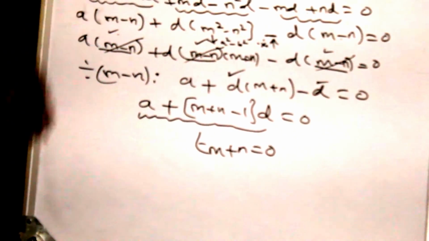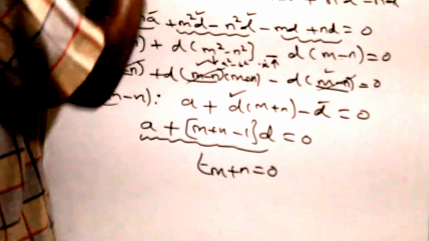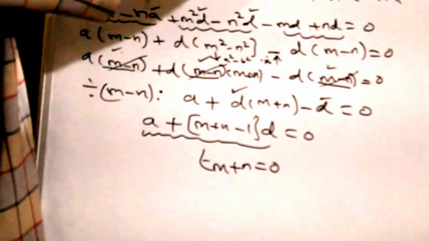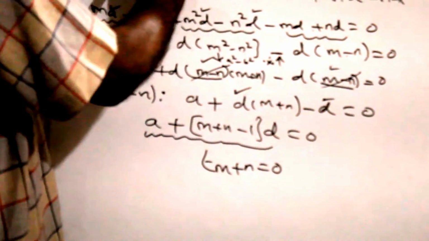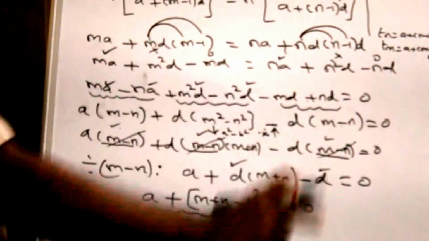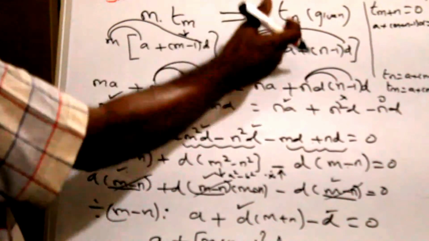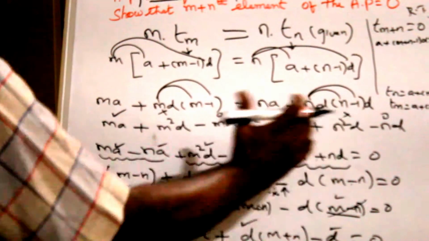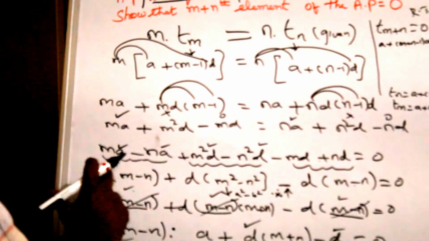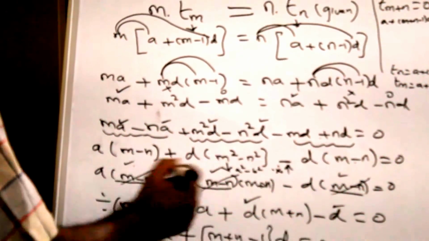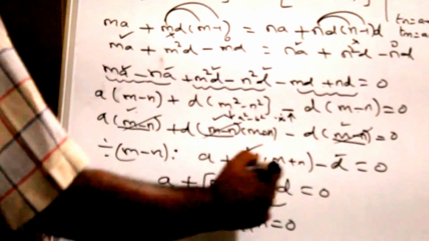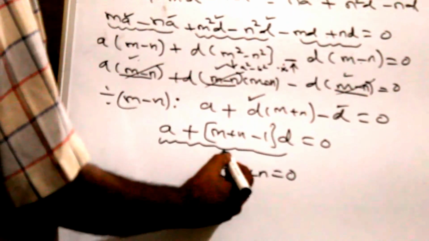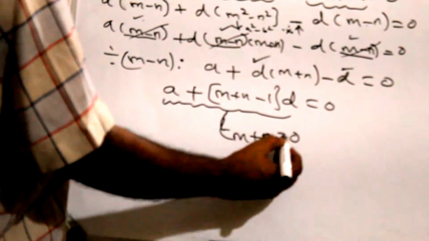So it's a very easy sum. I repeat it fast. M times the mth element means m dot Tm, n times the nth element is n dot Tn. You just put Tm as a plus m minus 1 into d, and we know already Tn is a plus n minus 1 into d. Just expand. Group the terms. Grouping is very important. Take a common and d common and cancel the common element. And again you take d common, you get the (m plus n)th term, T m plus n equal to 0. Hence proved. Hope you understood this sum.